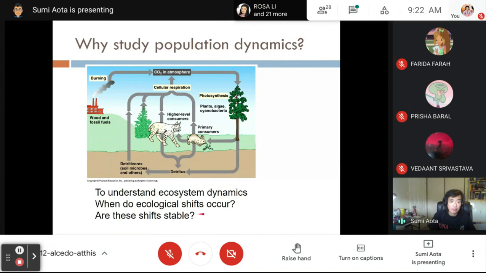Okay, and then the next question, and we don't know the answer to this one with respect to CO2, is the shift stable, or are we going to hit a tipping point? If we can't keep global temperatures below 2 degrees, which is what the IPCC says we need to do, what's the new stable point? Or is there a new stable point, or do we turn into a new Venus?